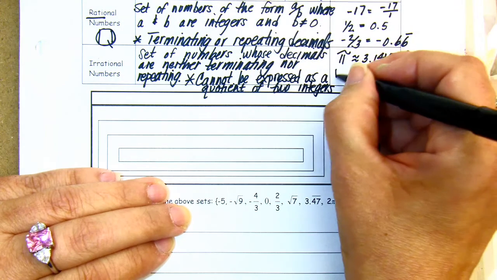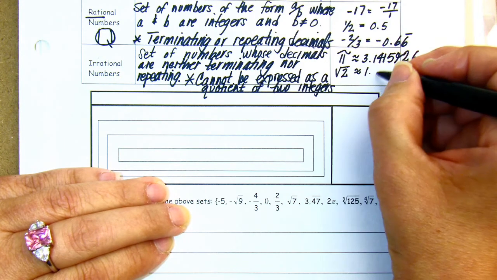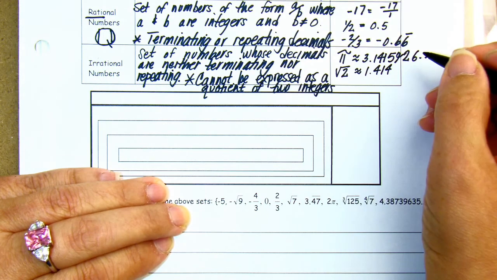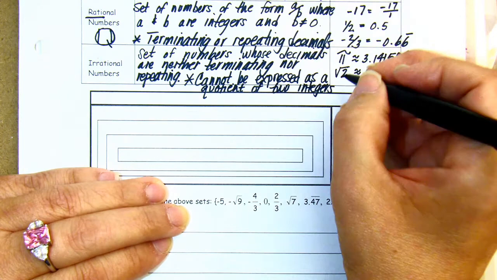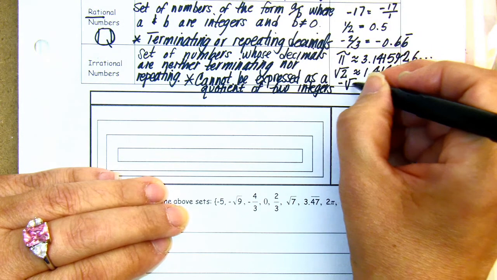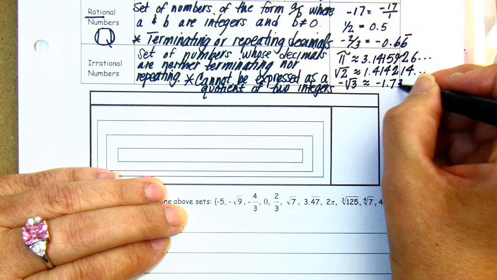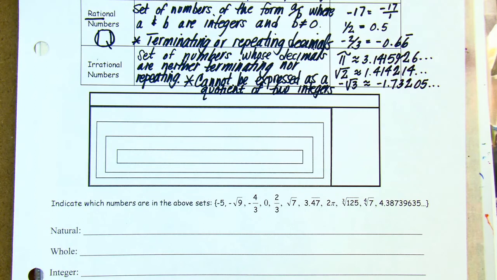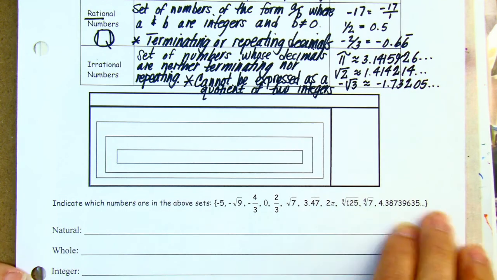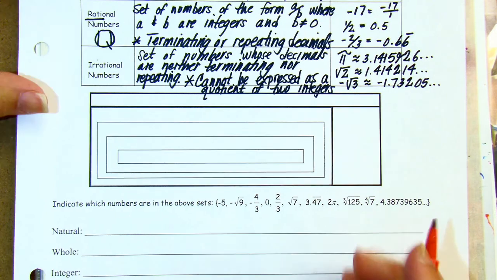The square root of 2 is irrational. It's approximately equal to 1.414214 and a bunch of decimals after it. And then, of course, the opposite of the square root of 3 is approximately equal to negative 1.73205 and a bunch after. So take a look at those, and we're actually going to categorize these values here into the sets of natural, whole, integer, and rationals after we make this Venn diagram.